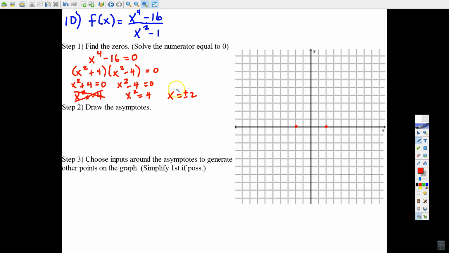Now let's find any asymptotes. We'll start with the vertical asymptote. Those are values that we plug in for x to make the denominator 0. So a safe thing to do to make sure you catch them all is, like we did with the numerator, just take the denominator and make it equal 0 and solve. And when you solve this, you get two vertical asymptotes, x equals positive 1. So here's x equals positive 1, and x equals negative 1.